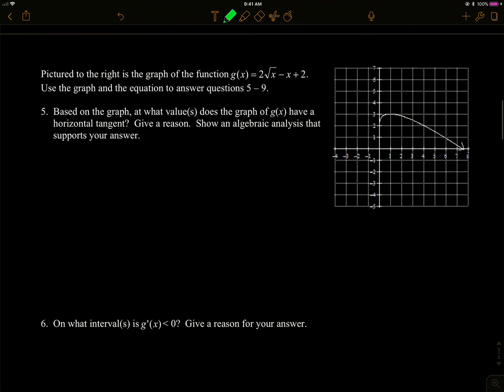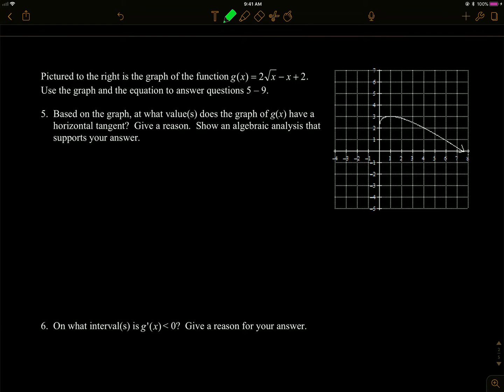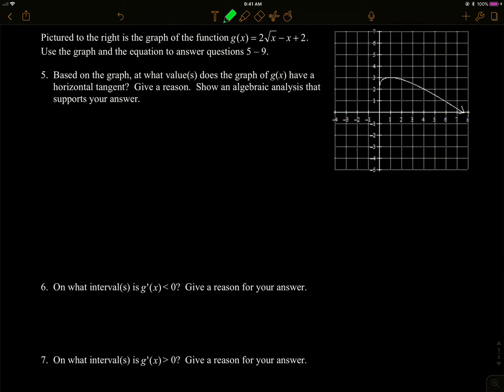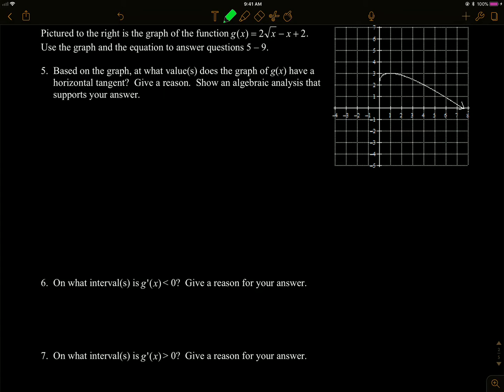All right, picture at the right is the graph of the function g. That's a square root function. Use the graph and the equations to answer the following questions. All right, so based on this graph, at what values does the graph of g have a horizontal tangent line? Looks to me like there's probably a horizontal tangent line right there at an x value of 1. So it looks like g of x has a horizontal tangent line at x equals 1. Give a reason, because I just drew it in.